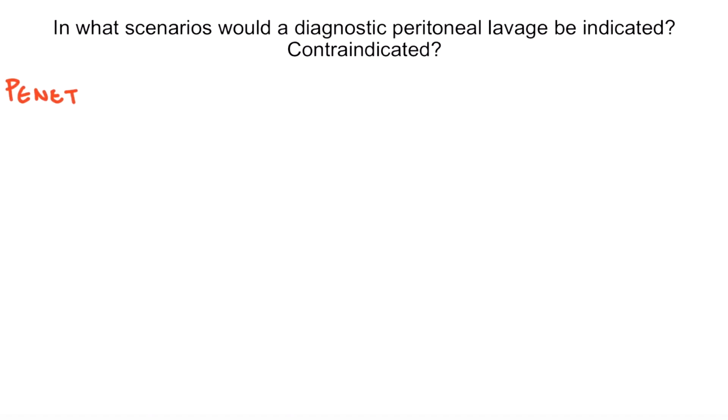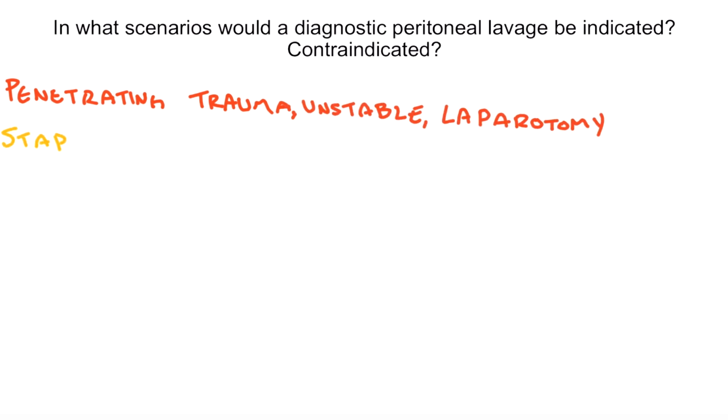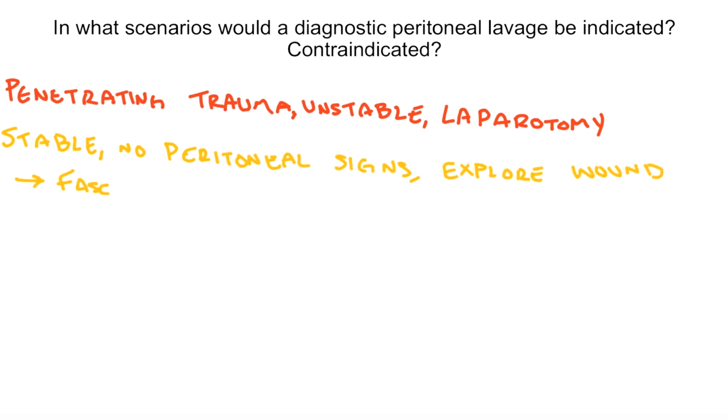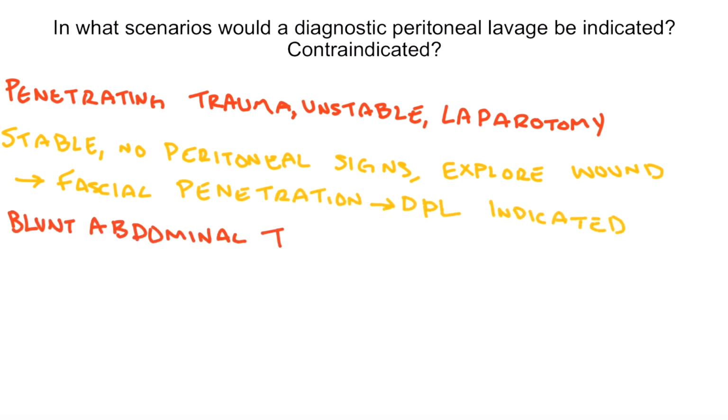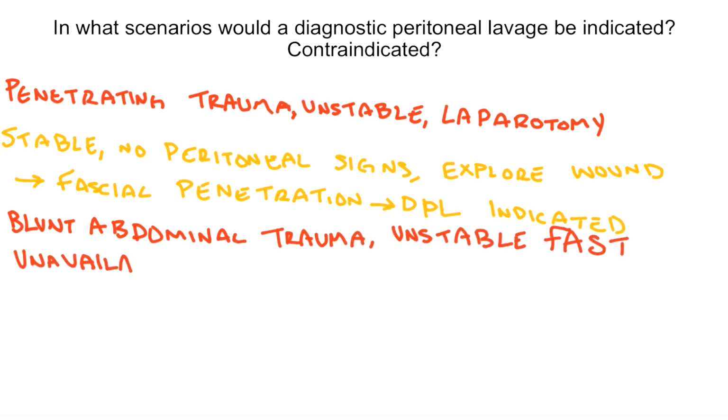For penetrating trauma, if there is hemodynamic instability, then the patient will go for a laparotomy. If the patient is hemodynamically stable and does not have a peritoneal sign, then the wound should be explored. If there is fascial penetration, then the DPL is indicated. For blunt abdominal trauma, if the patient is hemodynamically unstable and the FAST exam is not available, negative or equivocal, then DPL is also indicated.